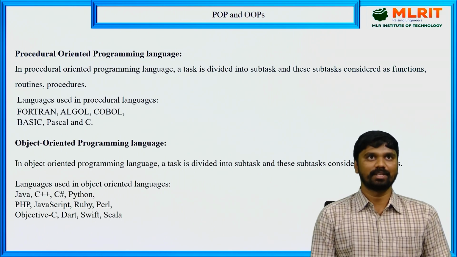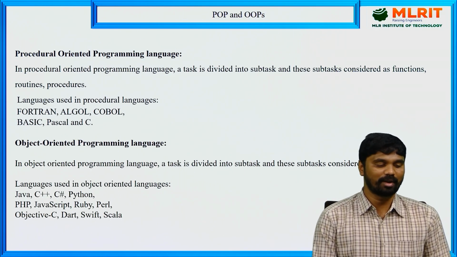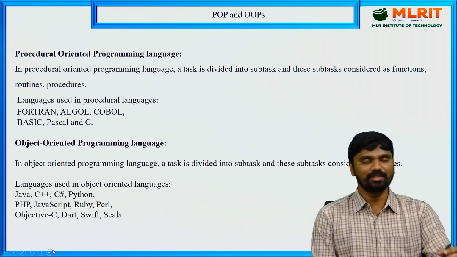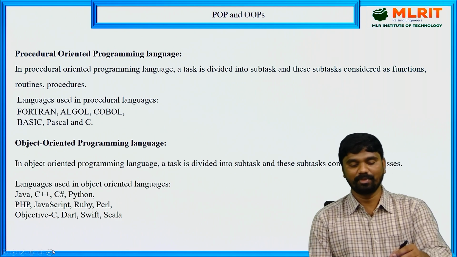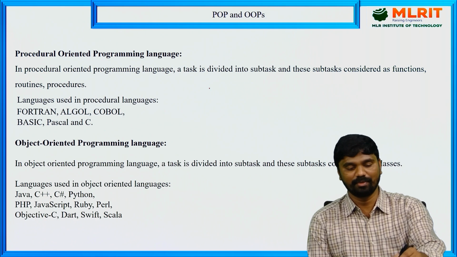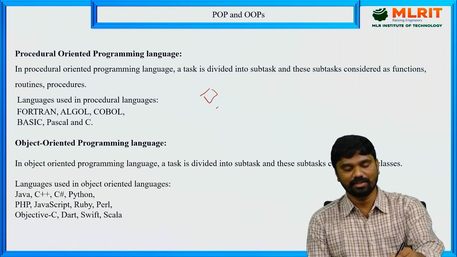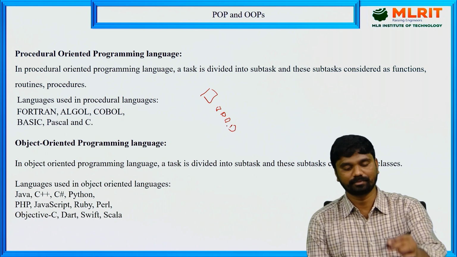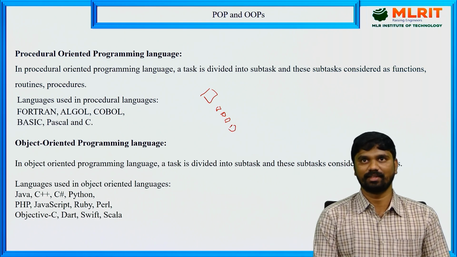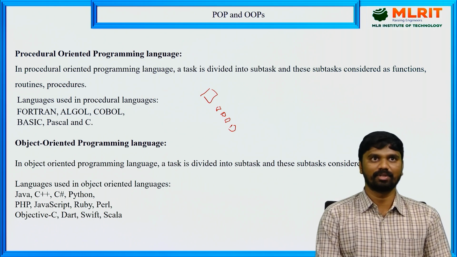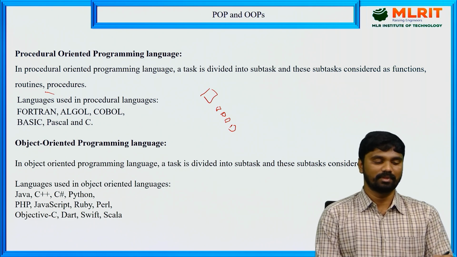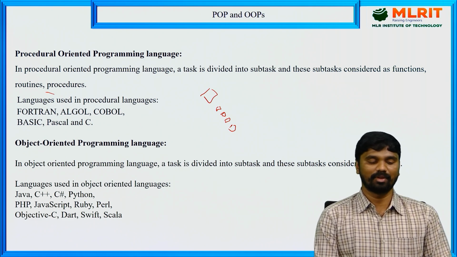First, see what the procedure oriented programming language is. In a procedural oriented programming language, for example, there is a task. This task is divided into subtasks, and these subtasks are considered as functions, or routines, or subroutines, or procedures. That is called a procedural oriented programming language.